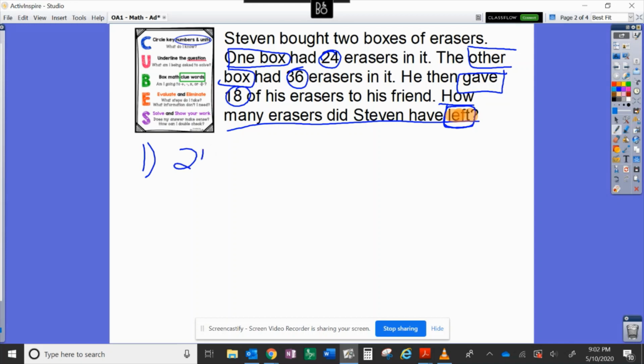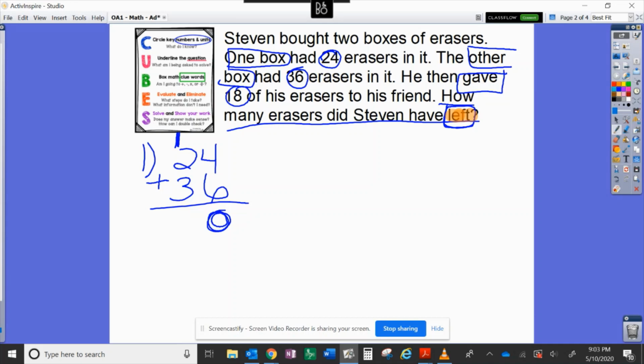Remember, the one box had 24 erasers. The other box had 36 erasers. So I'm actually going to put those together to find out how many he had before he gave them away. So if I'm putting them together, that means I have to add 4 ones plus 6 ones. Oh, I know that's a 10. Well, here's the thing. I don't have a place for that 10. So I have to take it to the next place. So now I have 1 ten plus two tens.